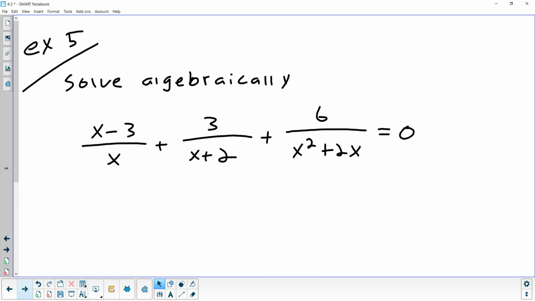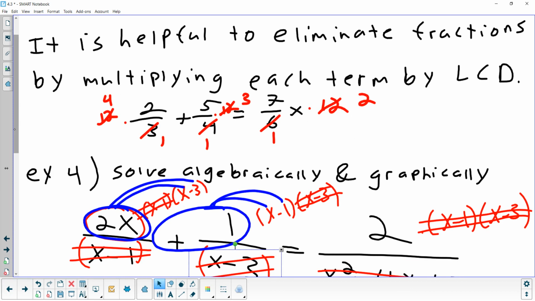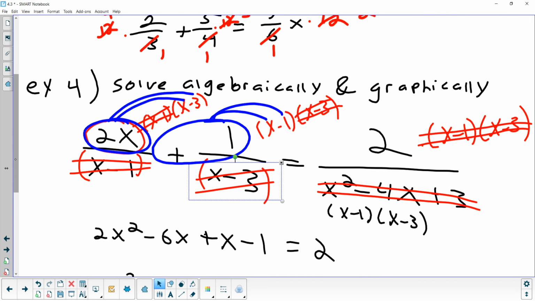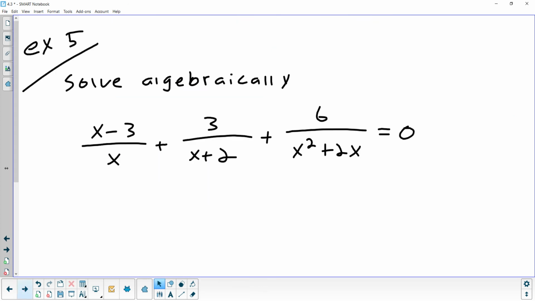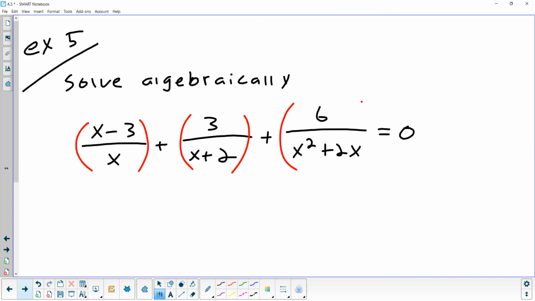All right, let's try this one. So this is pretty much the same thing as the last one, except they've taken the fraction that was on the other side and moved it over, which you're going to have to do anyway when you do quadratic formula. So they've already started it equal to 0 for you. All right. So anybody see what you would multiply each one of these fractions by to cancel out all the denominators?